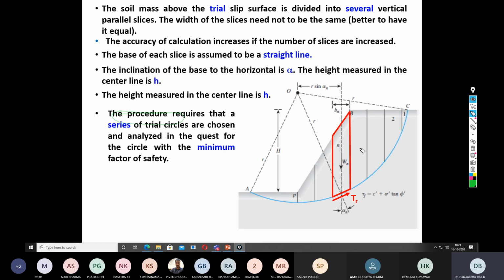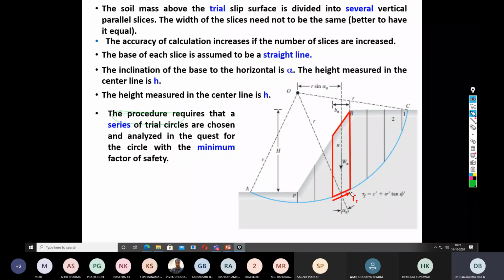This is the only difference. If you consider more slices, you need to analyze more mathematical equations, and if you consider fewer slices, fewer mathematical equations. As you can see here, there are other assumptions also. The soil mass above the trial surface, that is ABC, is divided into several vertical parallel slices. The width of the slice need not be the same, as I told you. The accuracy of calculation increases as the number of slices is increased. This is obvious: if you take more and more slices, you will get better and better factor of safety values.